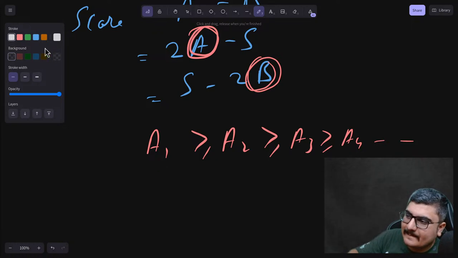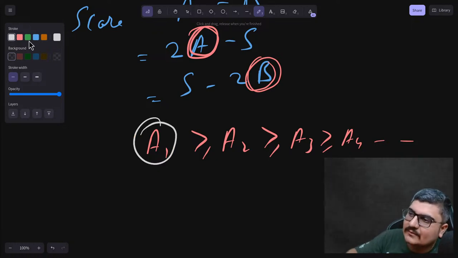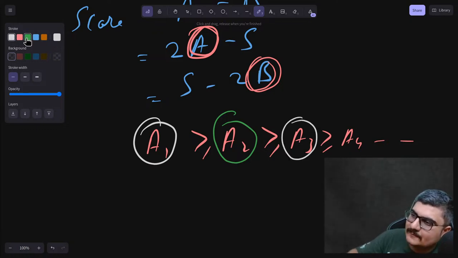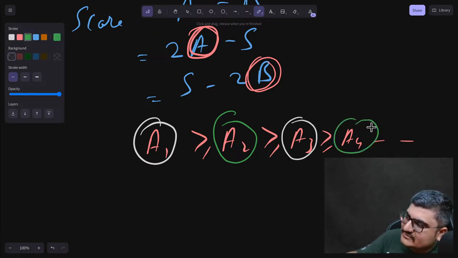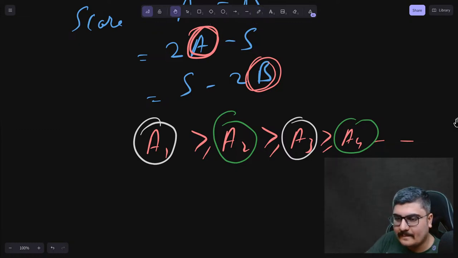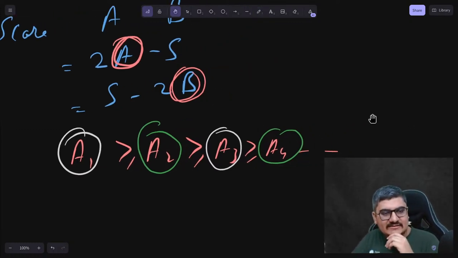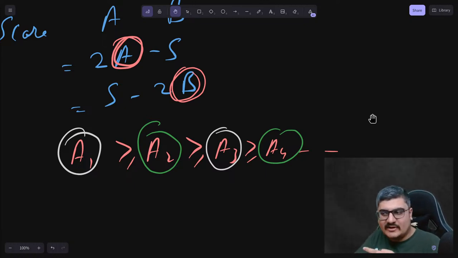In this case, Alice will always take this, Bob will always take this, Alice will always take this, Bob will always take this, and so on. Alice will always pick the maximum coin she can, and similarly Bob will always pick the maximum coin he can. Once we know the sorted order, the optimal order is always defined.